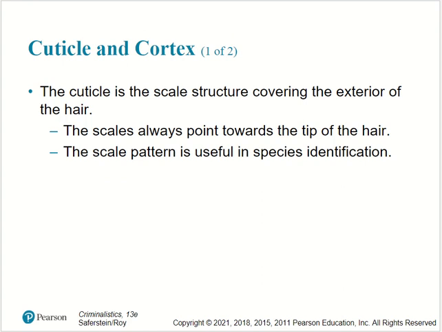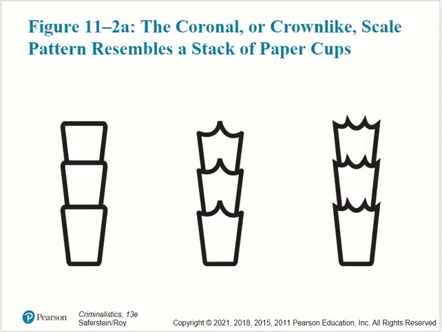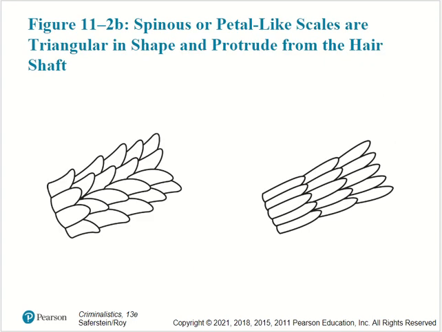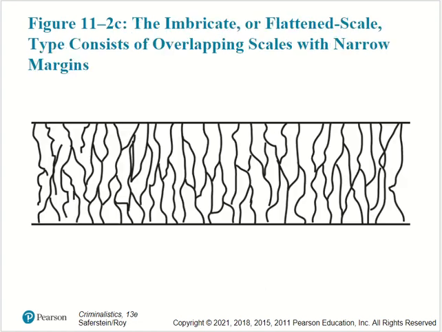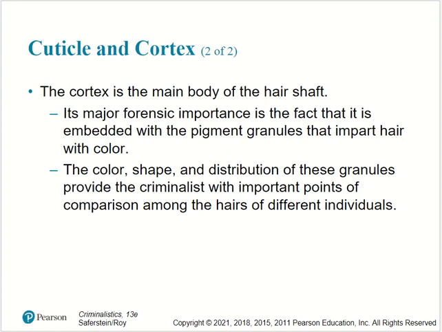Cuticle is the scale structure covering the exterior of the hair. The scales always point towards the tip of the hair. The scale pattern is useful for species identification. The coronal or crown-like scale pattern resembles a stack of paper cups on top of one another. Spinous or petal-like scales are triangular in shape and protrude from the hair shaft. The imbricate or flattened scale type consists of overlapping scales with narrow margins.